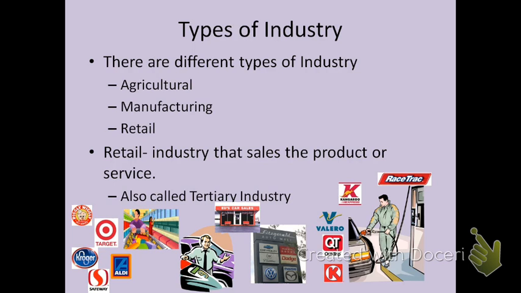The next type of industry is retail. And that's where they take those products that were made in the manufacturing stage and they sell them in the retail market. This is also called tertiary industry. So those foods that were made at the factory would then be sent to the grocery stores and they would be sold on the shelf. The cars that were made at the auto factory would then be sent to a car dealership, and the gas would be sent to a gas station.